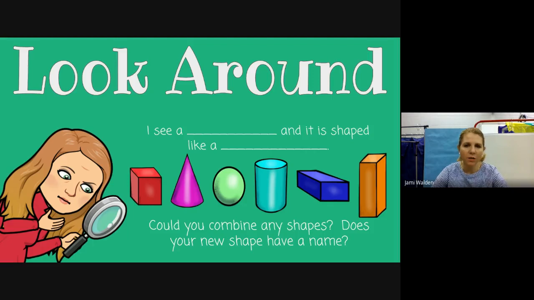Remember to pause the video if you need to. I'm going to share mine with you also. All right, you ready? I see a pencil box, and it is shaped like a rectangular prism. So my pencil box, everyday object, is shaped like the 3D object, the rectangular prism.